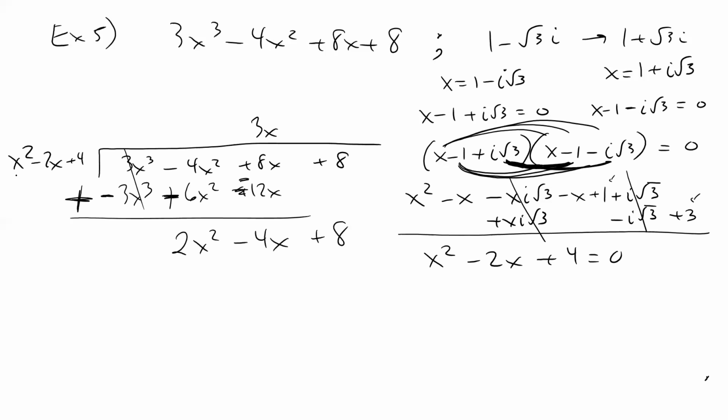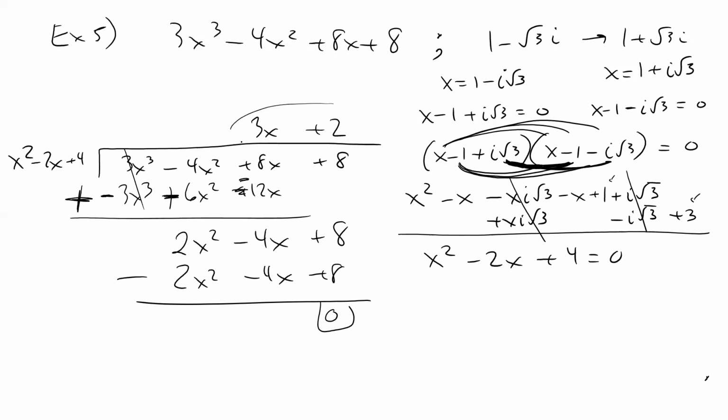What number multiplies x squared to give you a 2x squared? Positive 2. 2 times x squared gives you 2x squared. 2 times negative 2, negative 4x. 2 times 4, that's 8. And we're going to subtract. We better get a remainder of 0. I think we got it.